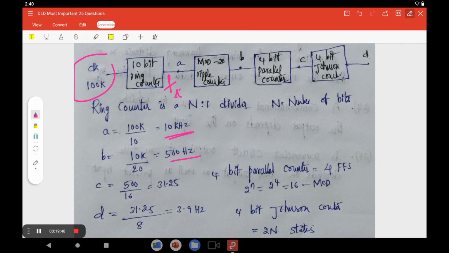So 4 flip flops. Therefore, 2 power n is equal to 16. Therefore, the mod 16, so you take 500 divided by 16, and you will get 31.25. At the same time, in the last case, the 4-bit Johnson counter. The Johnson counter is where n is equal to 4. The number of states in a Johnson counter is 2n, therefore it takes 8 only. Therefore, d is equal to 31.25 divided by 8, then you will get 3.9 hertz. So, this is the solution for the postponed question.